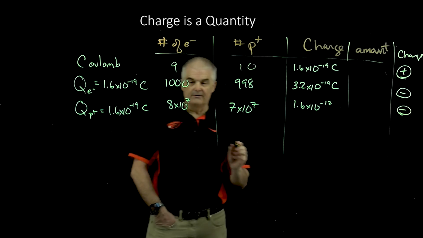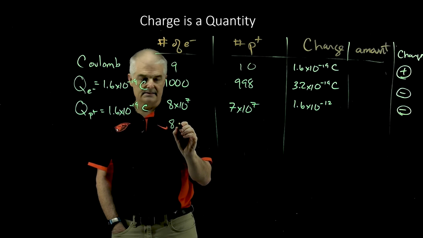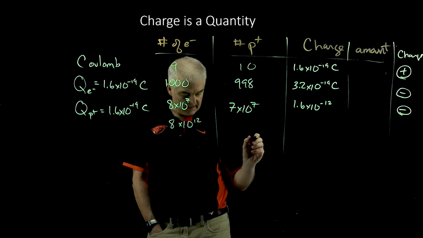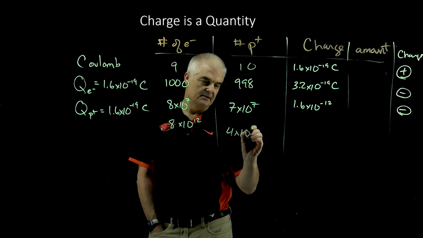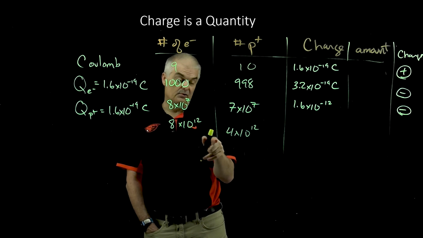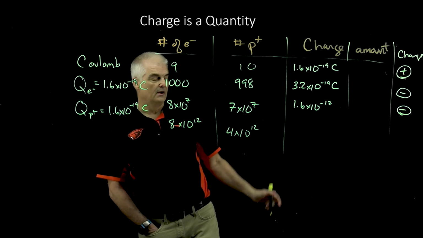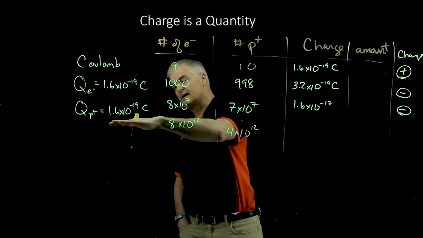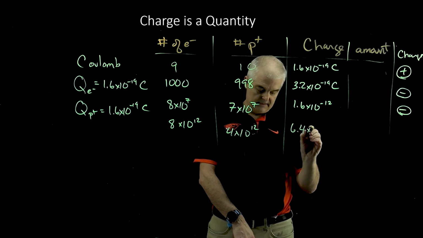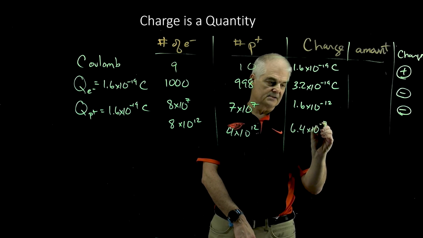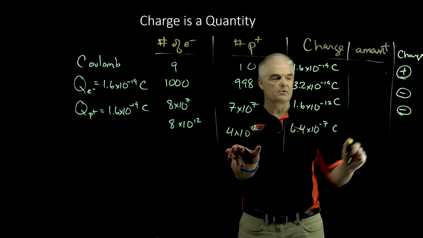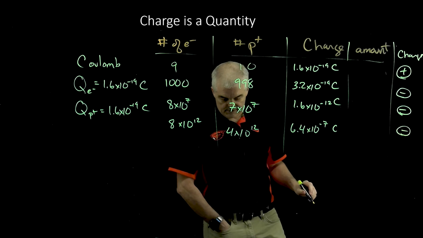Or let's even do something even crazier. Let's say I've got 8 times 10 to the 12th electrons and 4 times 10 to the 12th protons. Again, I would subtract the 2, so 8 minus 4 is 4, so 4 times 10 to the 12th are the same power, and then you would multiply that times 1.6 times 10 to the minus 19th, and you get 6.4 times 10 to the minus 7th coulombs. These are all coulombs. Now, which one do I have more of? I have more electrons than protons, so this also would be negative.